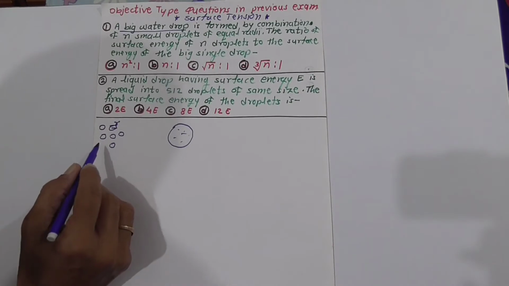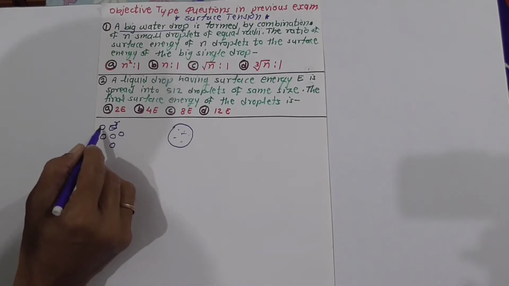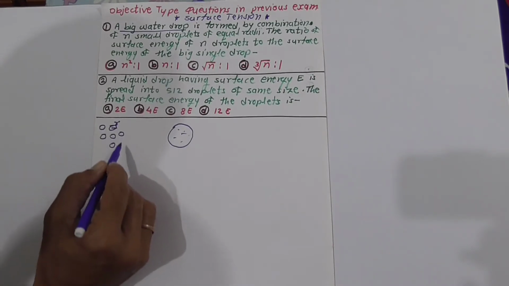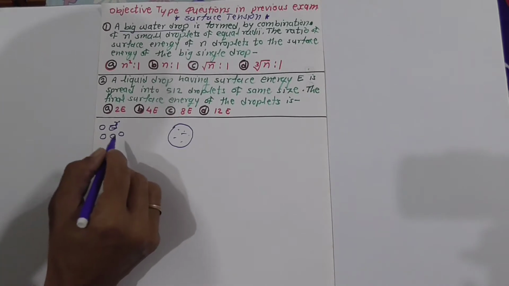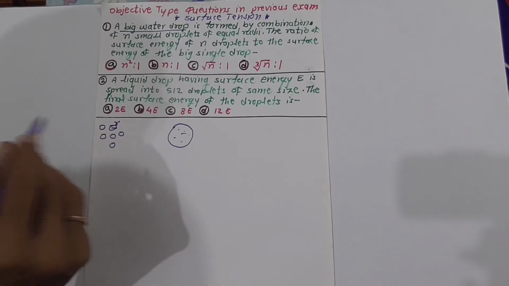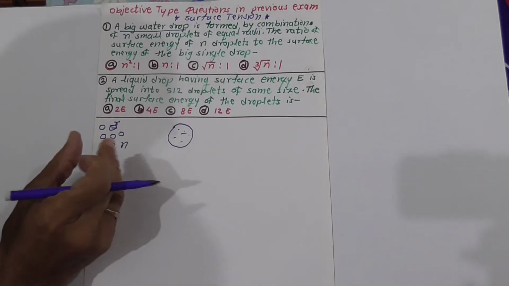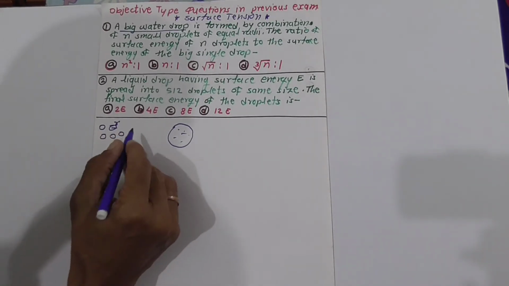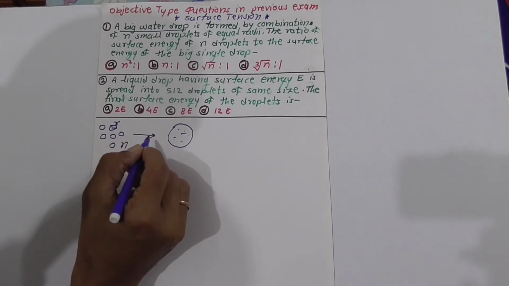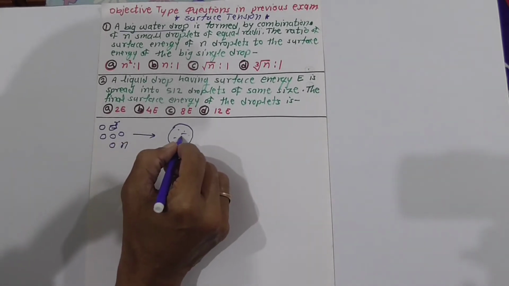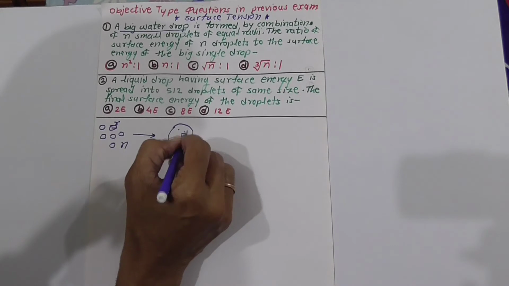The radius of a single droplet is small r, which corresponds to all the droplets. The number of these droplets, as I have shown here, is 6, but actually their number is n. They combine together, coalesce, and form a single drop. I imagine the radius of the big drop as capital R.